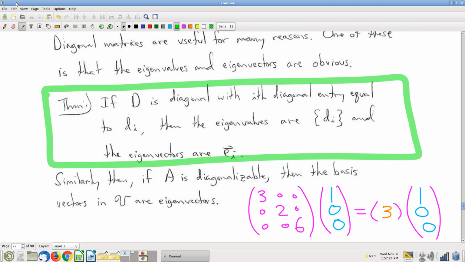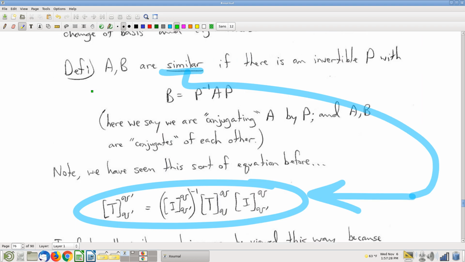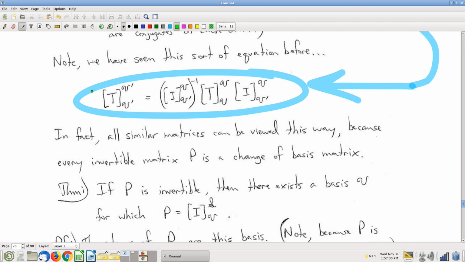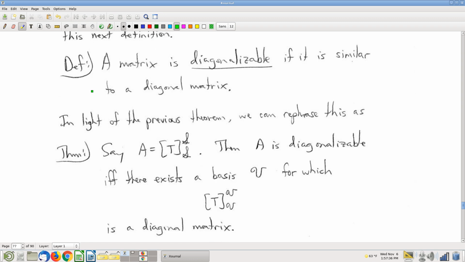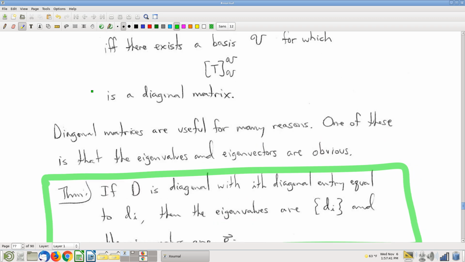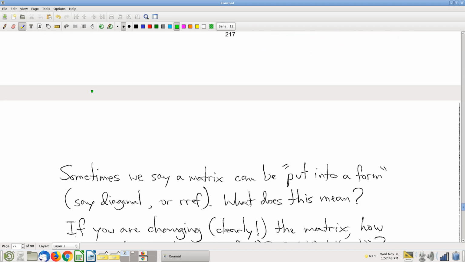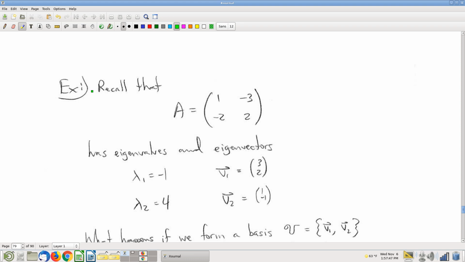So, a bunch of abstract talk. We have a definition of similarity, a definition of conjugation, a point of view on that in terms of change of basis, another abstract definition. Let's see if we can, oh gosh, I'm getting ahead of myself. Let me go ahead and do the numerical example.